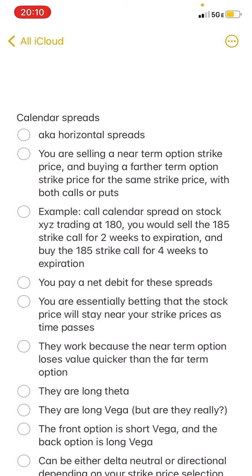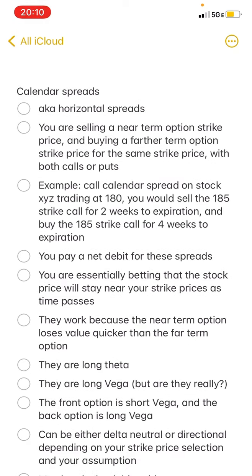Happy Saturday. Today, I am going to go over calendar spreads. It's a good spread trading strategy that I use quite frequently. And I'm going to go over in a lot of detail here today, as much as I can, why I use it, why I use it so often, and just all the details around the trade in general.